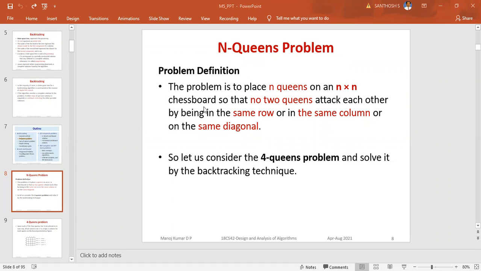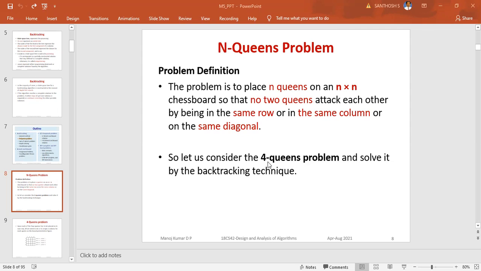So a 2 cross 2 chessboard, so that no 2 queens attack each other by being in the same row or same column or same diagonal. So if the n value is 2, you want to place 2 queens on a 2 cross 2 chessboard. So 2 cross 2 means you will be having 4 cells, okay, such that no 2 queens should be in the same row or same column or on the same diagonal.